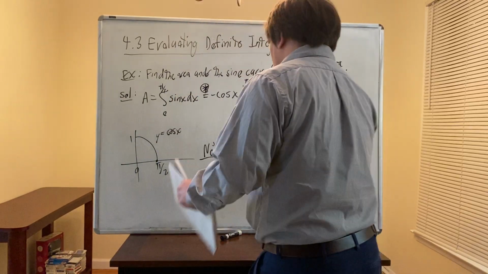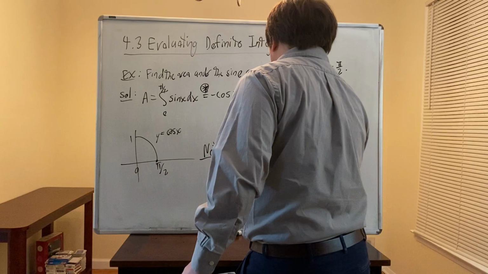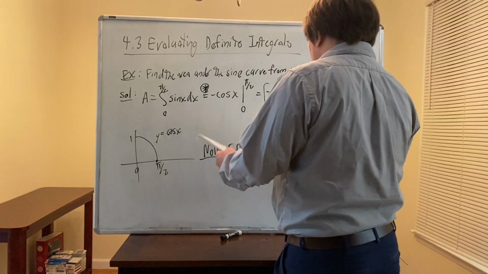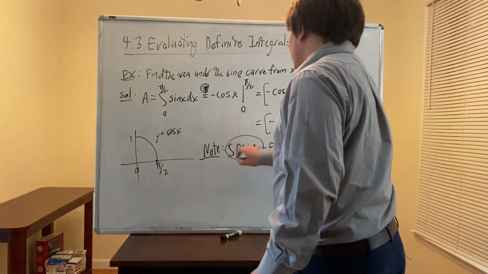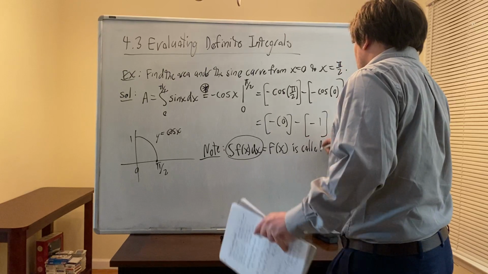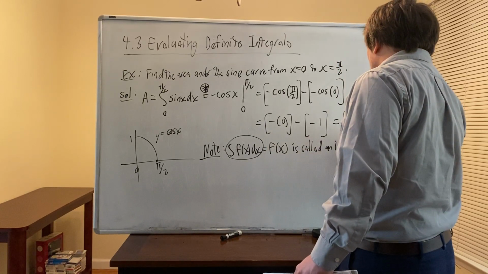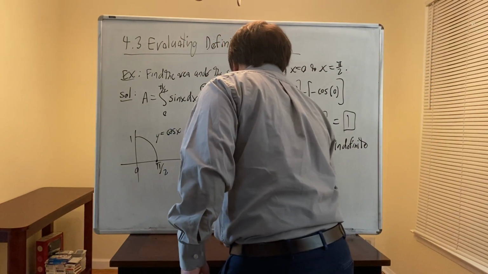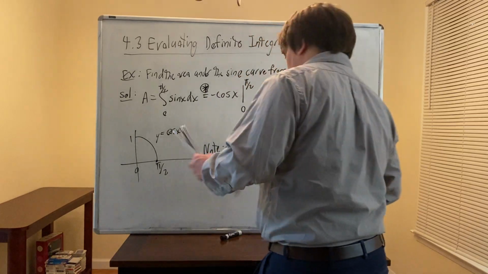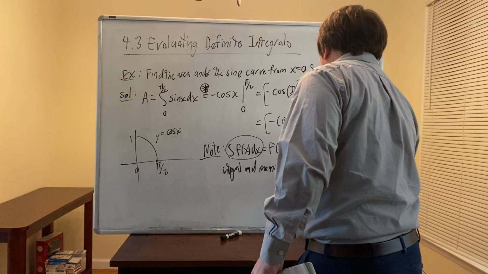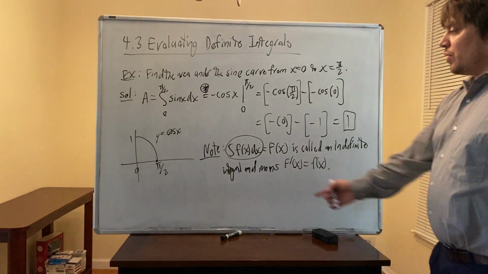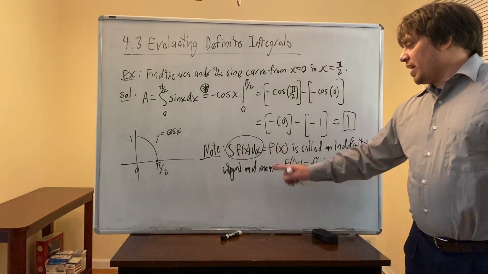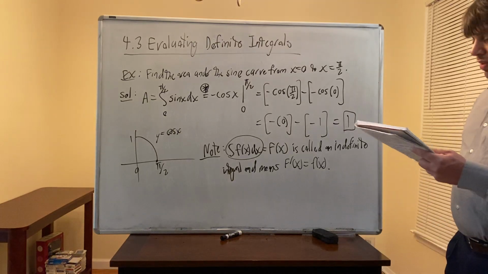Now note, this symbol, that whole equation, is called an indefinite integral. And it means capital F prime of x is equal to little f of x. Okay, so this is an indefinite integral, and it being equal to capital F of x means that capital F prime of x is equal to little f of x, that function.